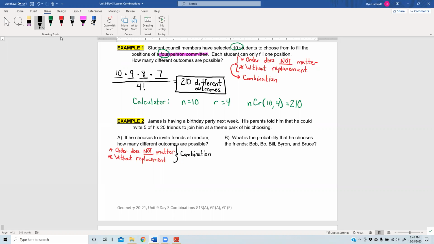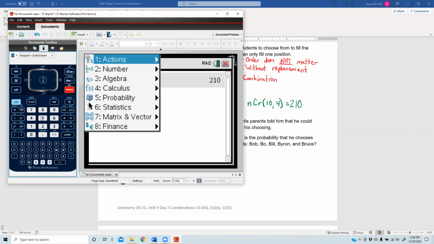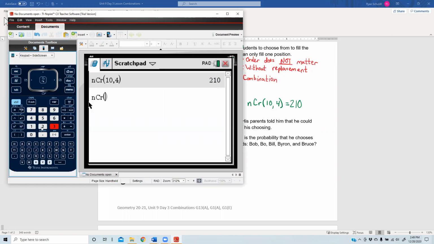So let's see, how many is he picking from? He's got 20 friends, and how many does he pick? He picks five of them. So if we did this in the calculator, we could say nCr 20, 5. And let's see what that gets us. Menu 5, 3 to get combination. There's 20 for our N, 5 for the R. 15,504.